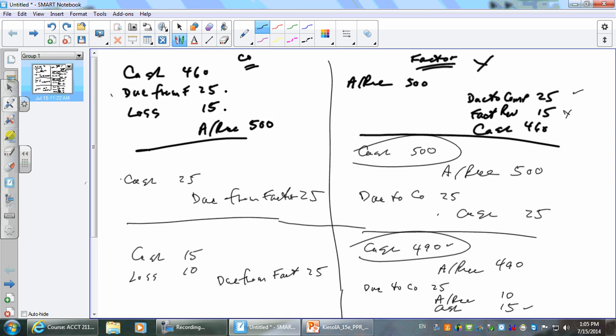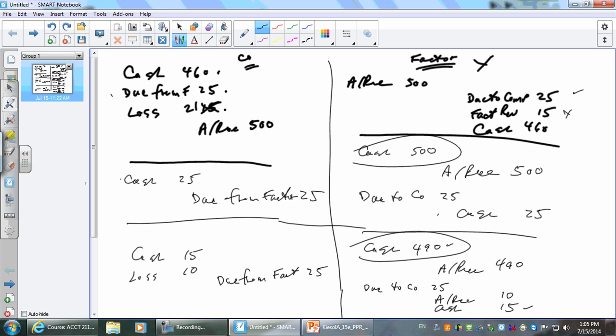Cash is still 460, due from is still 25. What about loss? That's the 21. And why is that the case? Got it. You guys know what you're doing, don't you?